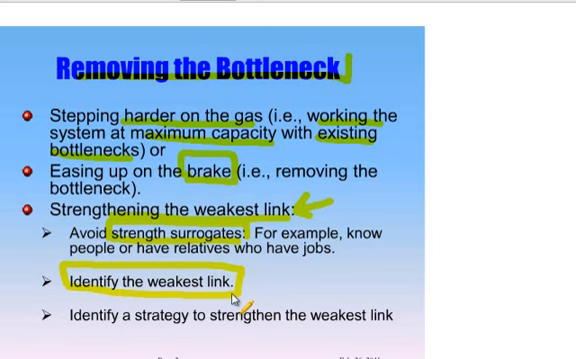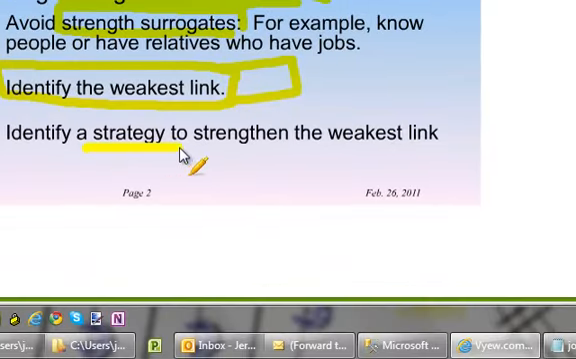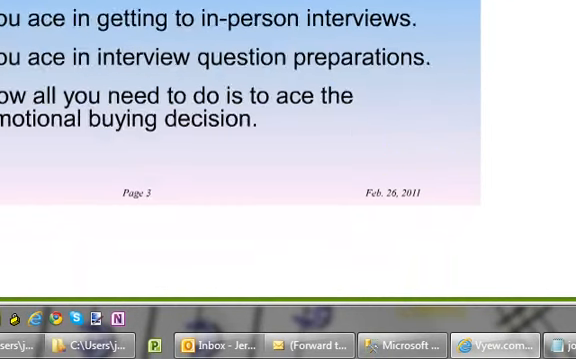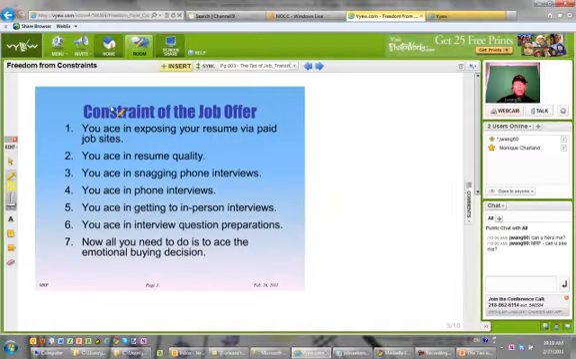Okay, so let's identify a strategy. Once we identify our weakest link, it should be pretty clear. If I'm not getting phone calls, if I'm not getting to second interviews, if my resume is not finalized, it's pretty clear what my weakness is. So we want to identify a strategy to strengthen the weakest link. Okay, moving on. So let's assume the following scenario.